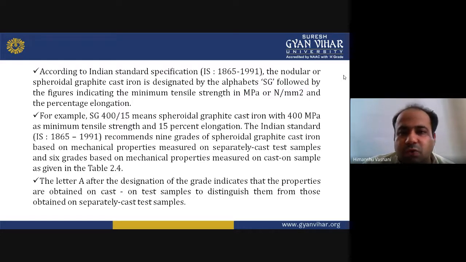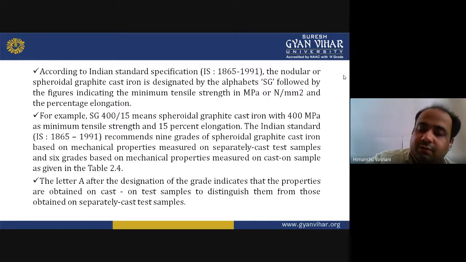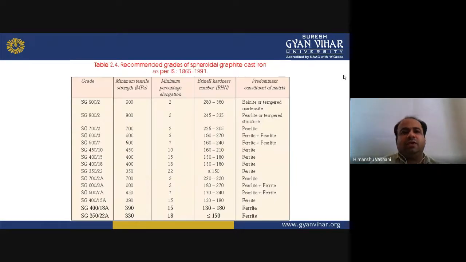So this has all been shown in Table 2.4. Here, the letter A after the designation of the grade indicates the properties are obtained on cast-on test samples, to distinguish them from those obtained on separately cast test samples. So let's check this Table 2.4.